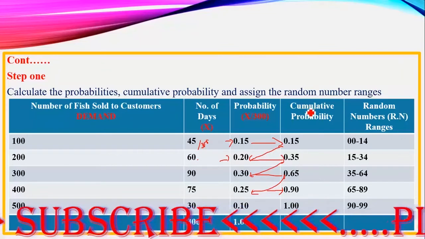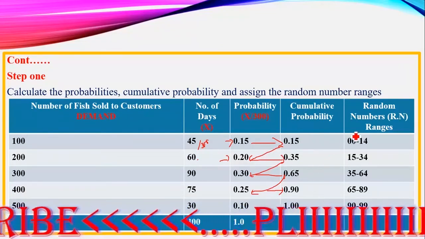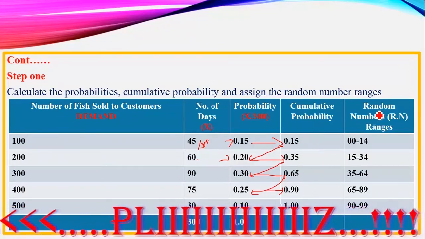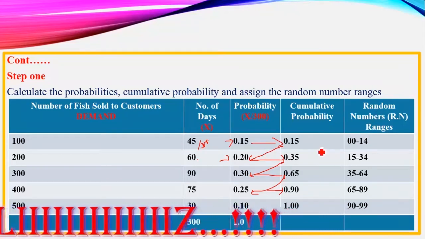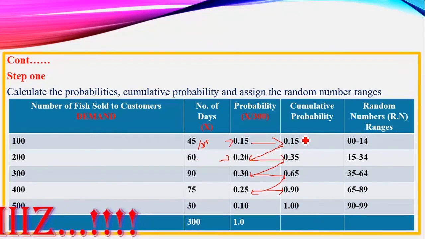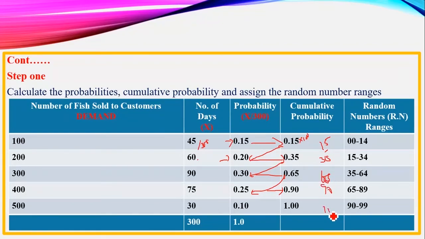Then cumulative probability. Now if you look at this, for us to be able to get the random number ranges, I'm going to make these whole numbers. How do I make them whole numbers? This time round, I'm going to multiply by 100, because I have 2 decimal places. So this will be 15. I'm going to have here 35. I'm going to have 65. This will be 90, and this will be 100.